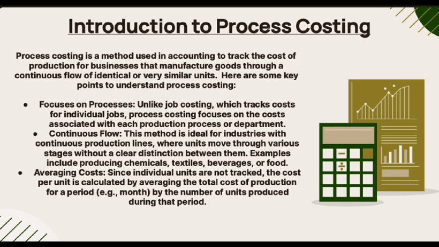Continuous flow. This method is ideal for industries with continuous production lines. Averaging cost. Since individual units are not tracked, the cost per unit is calculated by averaging the total cost of production for a period by the number of units produced during that period.